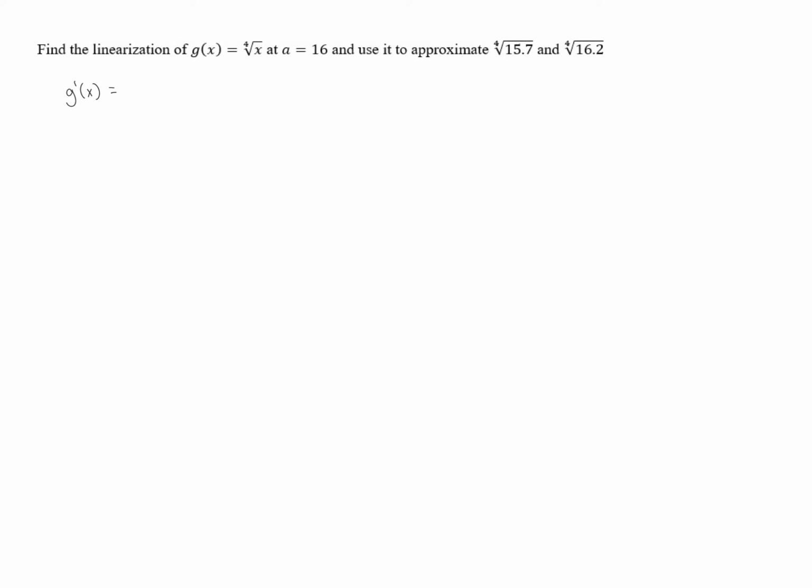And the derivative of the fourth root of x, which we could write x to the 1/4, is going to be 1/4 x to the negative 3/4. And specifically, we need to evaluate this at 16. So that's going to be 1/4 times 16 to the negative 3/4, which we can write as 1/4 times 16 to the 3/4. That negative exponent pulls it into the denominator.